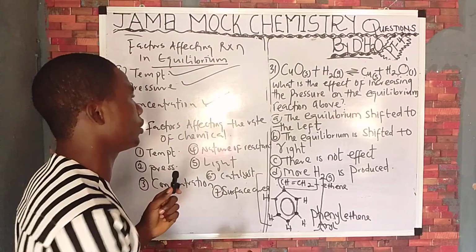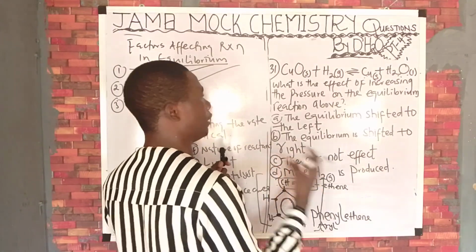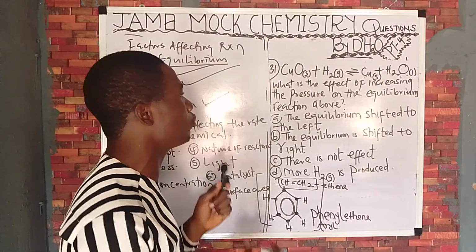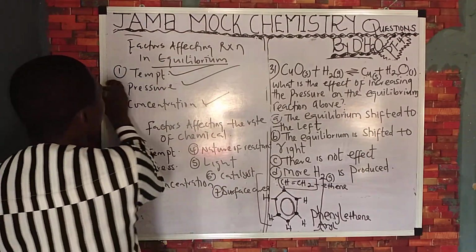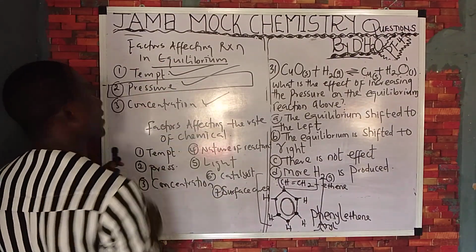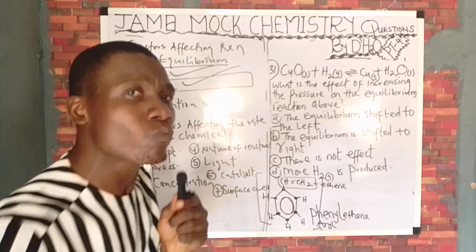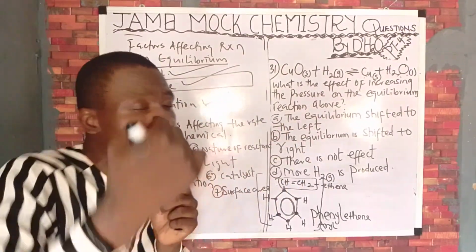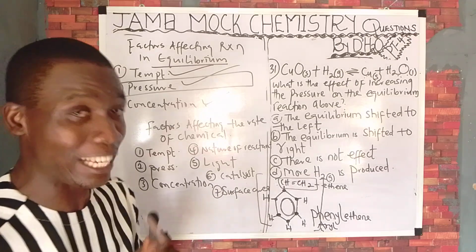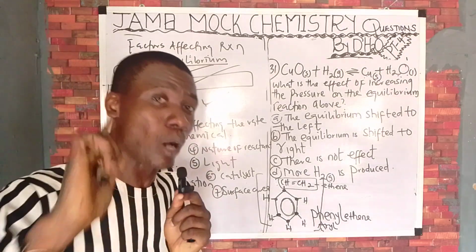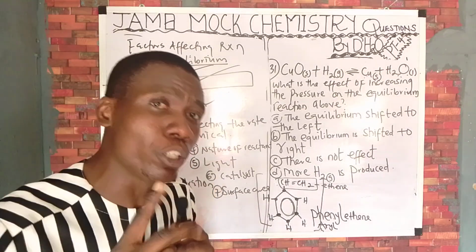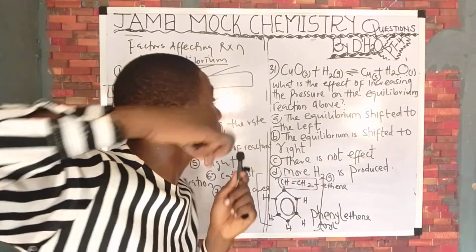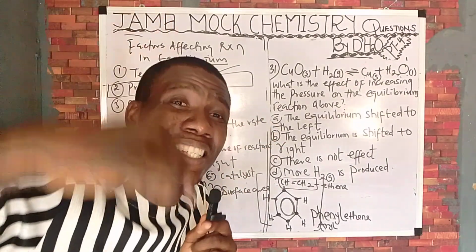Now, in this particular question, they say, what is the effect of increasing the pressure on an equilibrium reaction above? Now, the condition for pressure to affect a chemical reaction is that, number 1, the number of moles in the left-hand side must never be equal to the number of moles in the right-hand side. That's number 1 condition for pressure to affect a chemical reaction. Number 2 condition is that the reactant and the product must involve gases only.